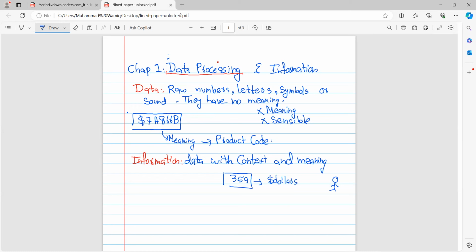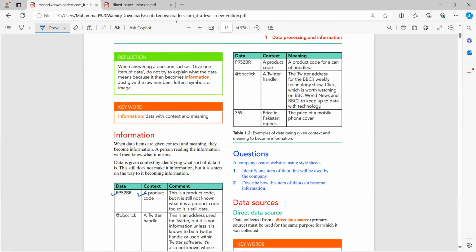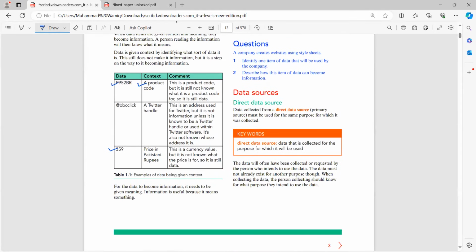So now this is an example of information, because you know that this is data with its context and its meaning. So I hope the first area from your exam, which is that you need to differentiate between data and information, is clear. And now we are moving on to our next title, which is data sources.